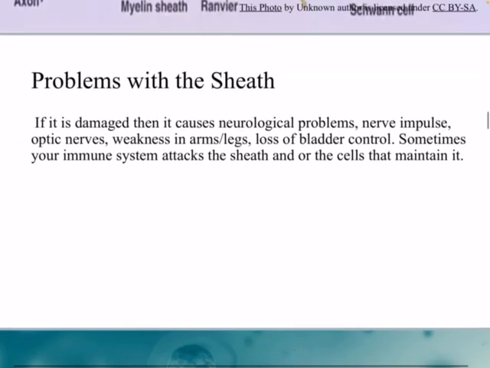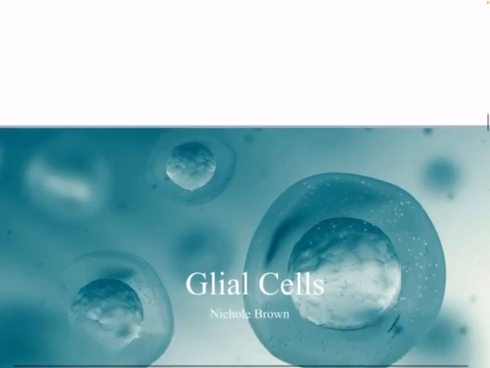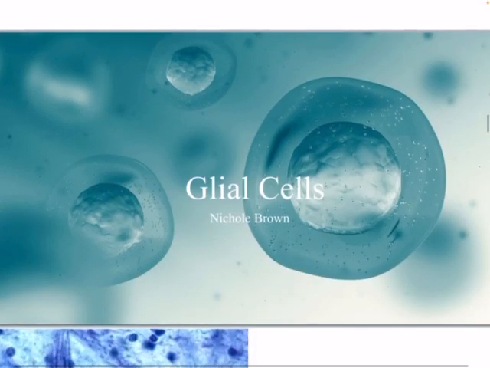And problems with the sheath. If it is damaged, then it causes neurological problems, nerve impulse, optic nerve problems, weakness in arms and legs, loss of bladder control. Sometimes your immune system attacks the sheath or the cells that maintain it.